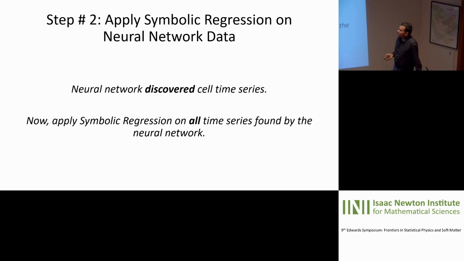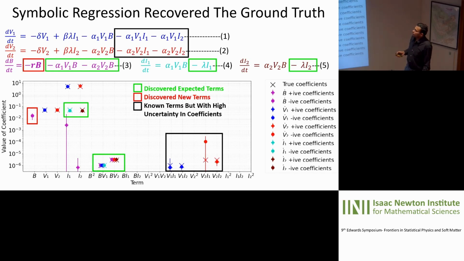Once I have all of the time series, I can apply the symbolic regression to get the governing equations. The symbolic regression has given me these governing equations, and these are the coefficients. True coefficients are denoted by the cross marker. You can see that the true coefficients and discovered coefficients agree very well. There are some coefficients that have a very high standard deviation. These correspond to these terms, and this is happening because these terms contribute only negligibly to the dynamics of the system.